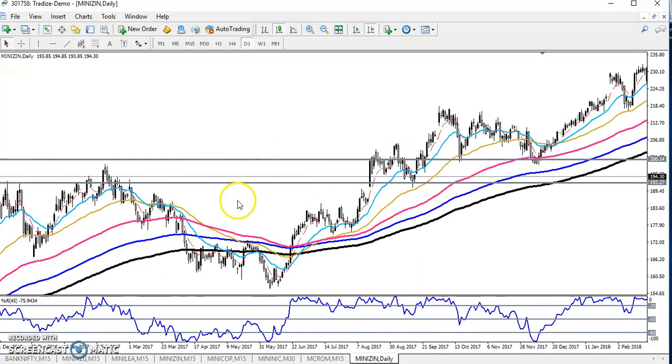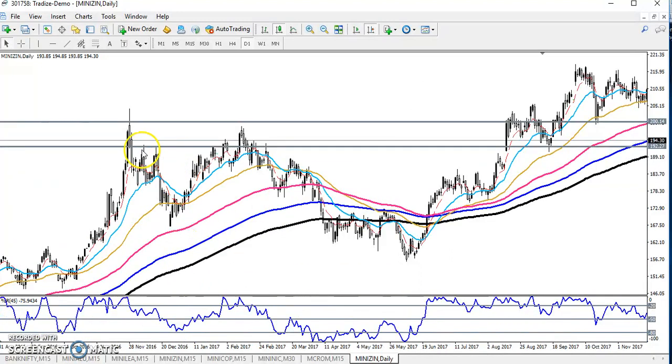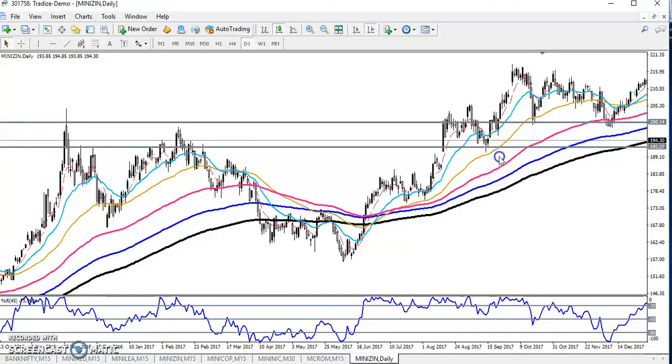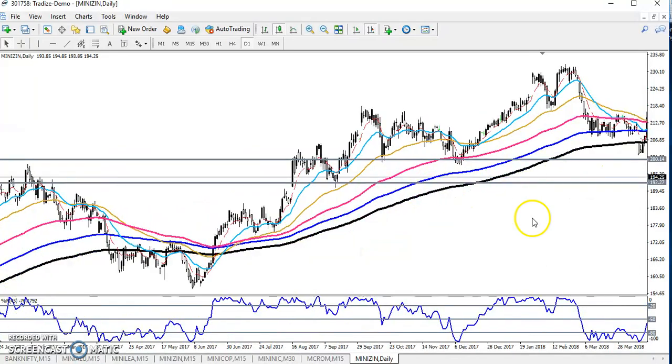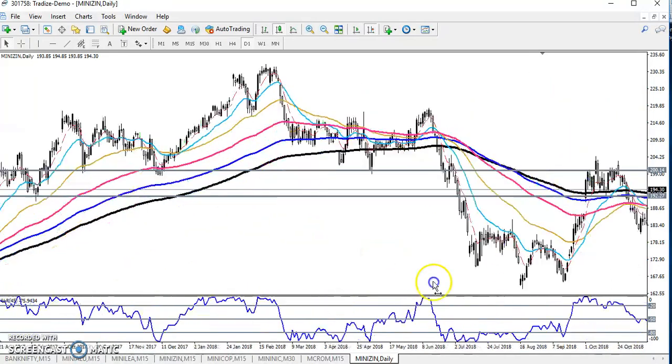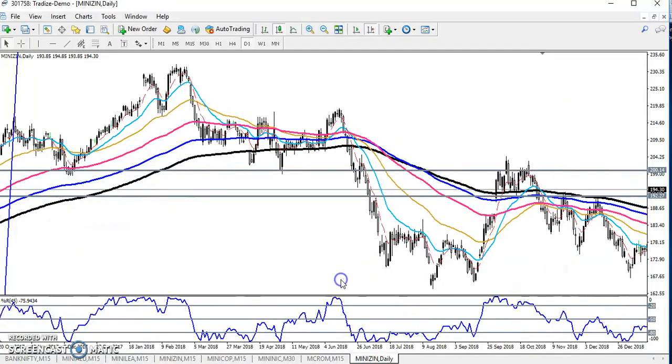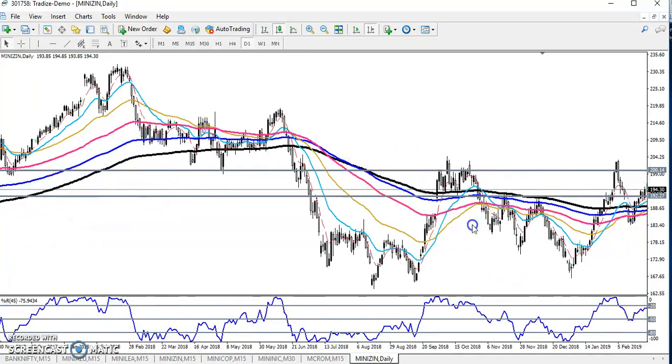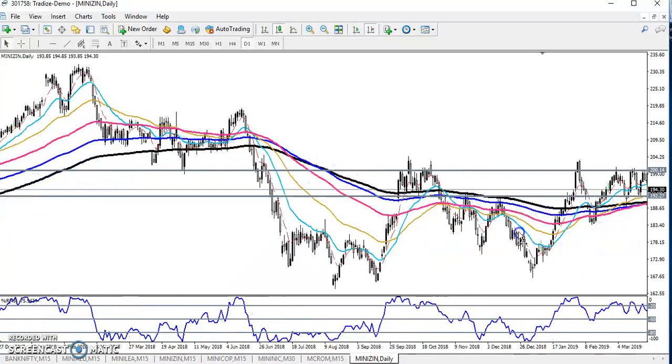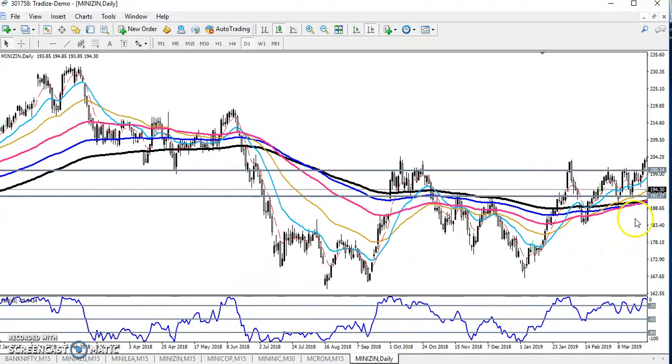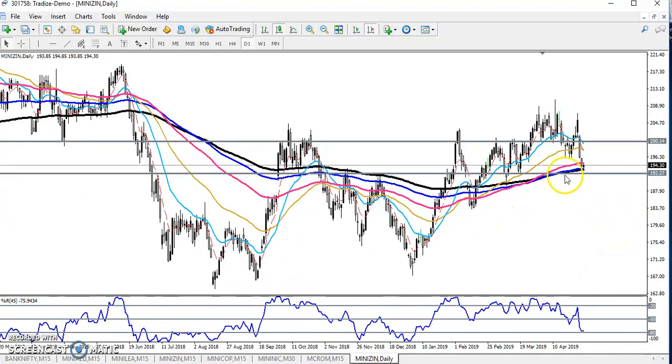And here was a strong support. Sorry, a resistance line. Now you can see the price is forming a strong resistance here. Here is also a supporting line, here is a resistance line, and here is another supporting line we have seen. Now here you can see this is a strong supporting line, showing in the daily chart.